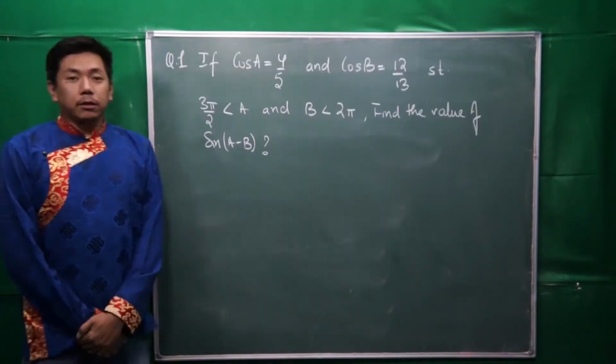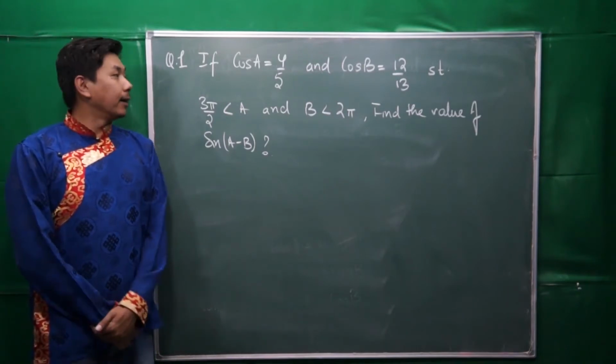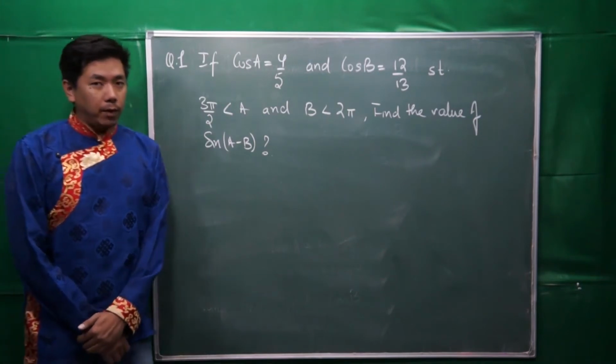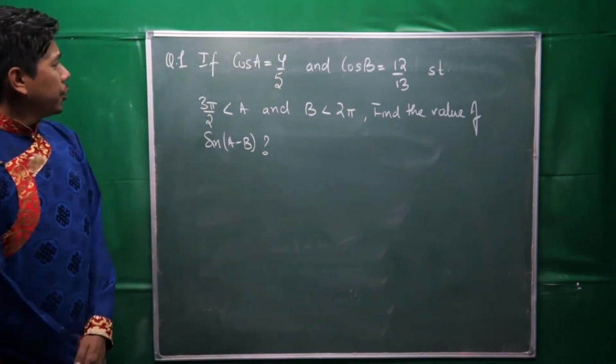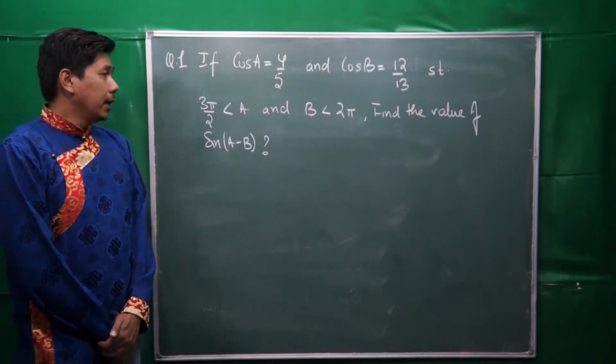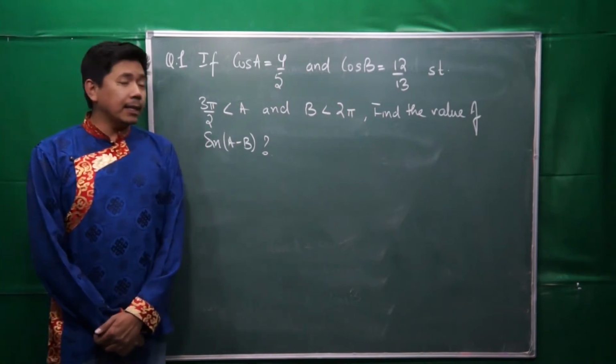Clear? The first question we are going to do using the formulas list that we had earlier. In the question, we are given the values of cos A and cos B, where cos A equals 4 by 5 and cos B equals 12 by 13, such that A is greater than 3 pi by 2 and B is less than pi by 2.